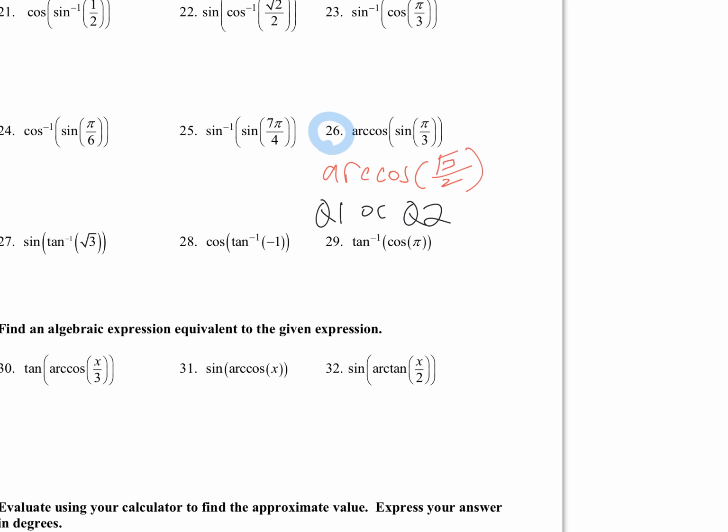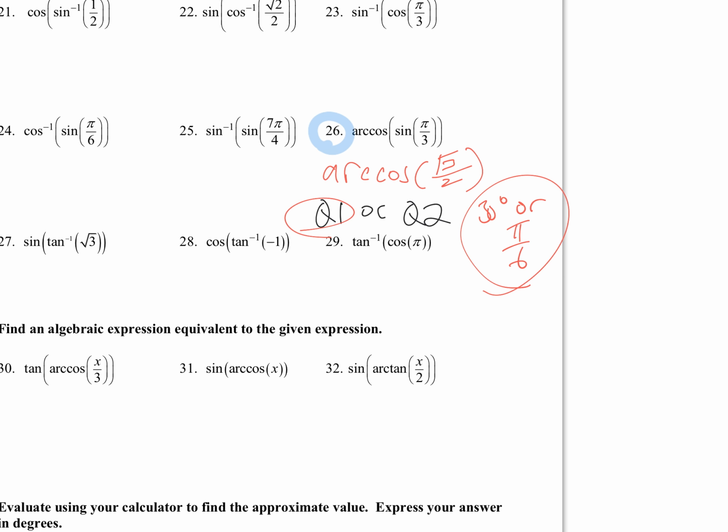Since our x value here, root 3 over 2, is positive, I have to be in quadrant 1, because in quadrant 2, my x value is negative, and my cosine is negative. So I know we're in quadrant 1. Furthermore, x is root 3 over 2 at 30 degrees, or pi over 6.